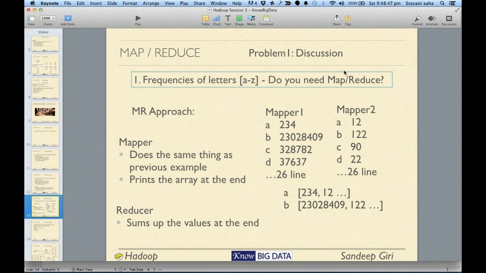Did I confuse you? So if there is a file, a big file, right? The mapper only gets one line at a time. The mapper does not get multiple lines at a time.